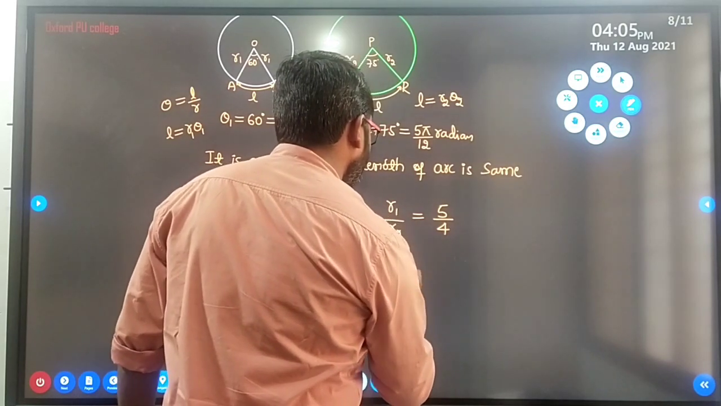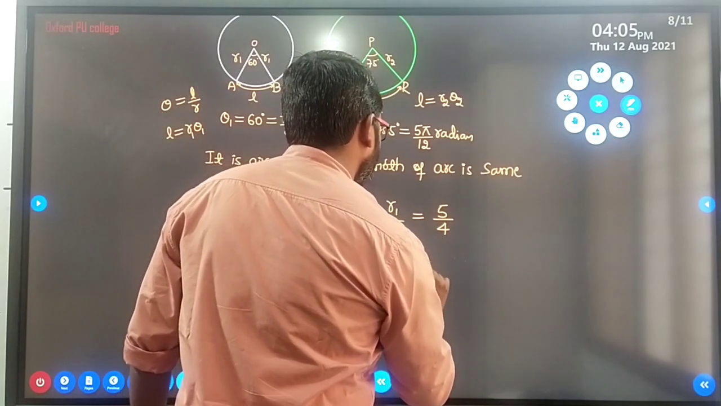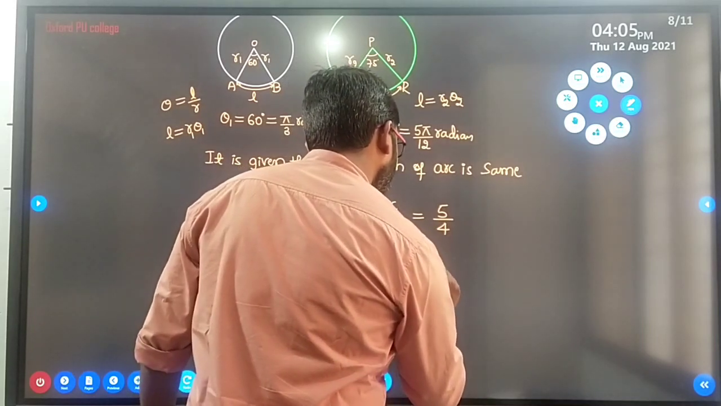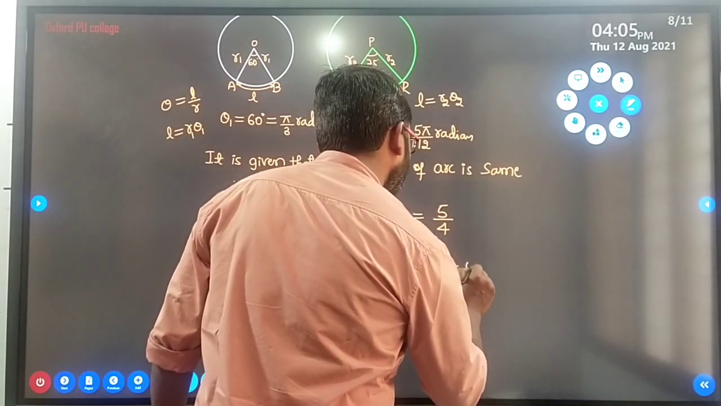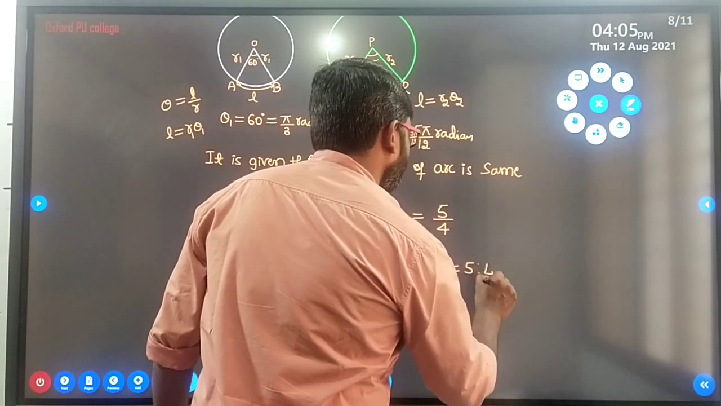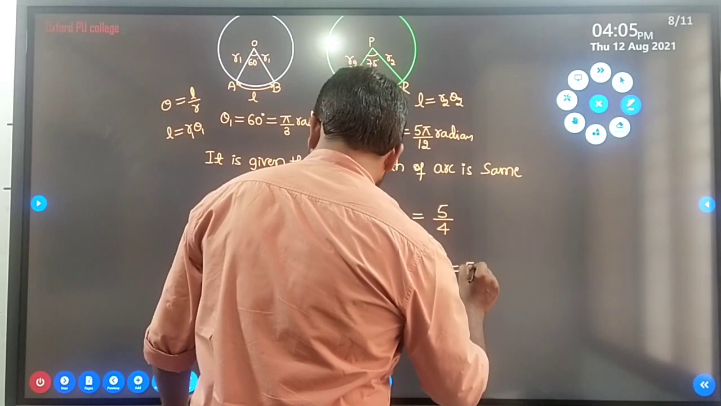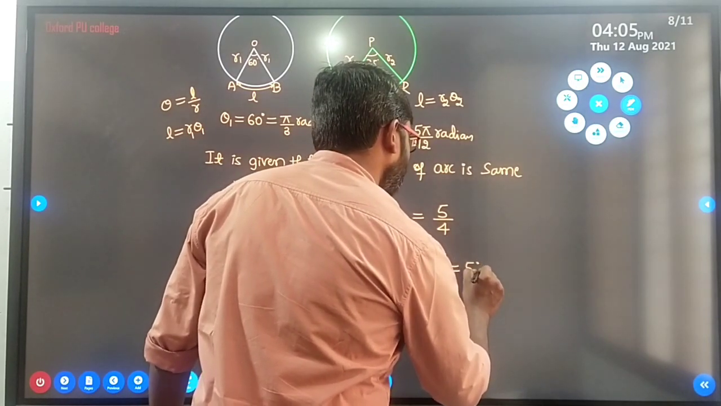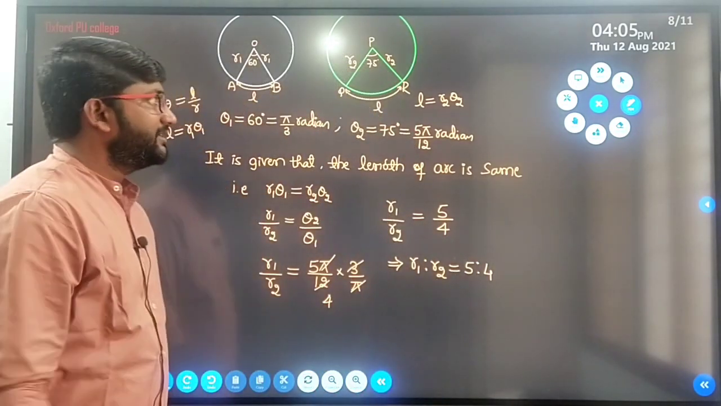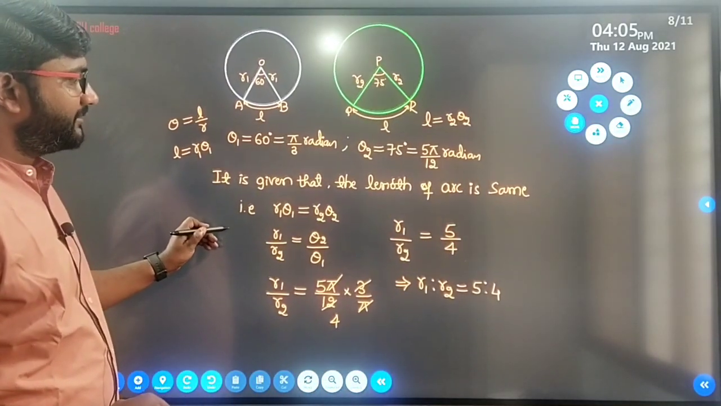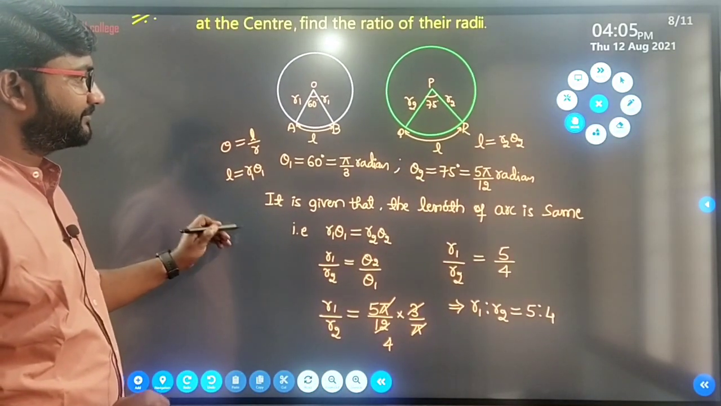This implies r1 is to r2 equals 5 is to 4. So this is the required answer. So make this correction. Then I will be going for the next concept.